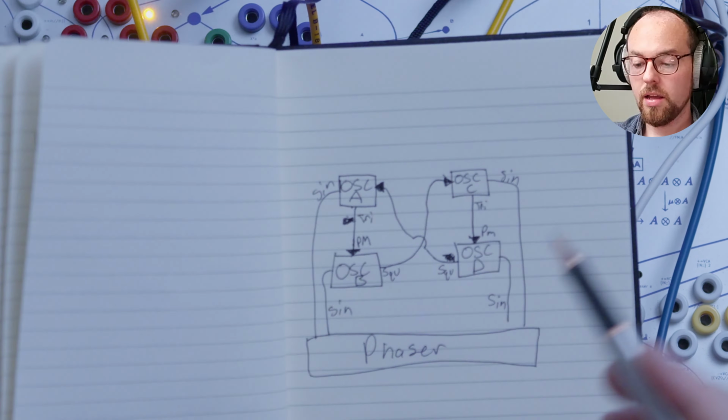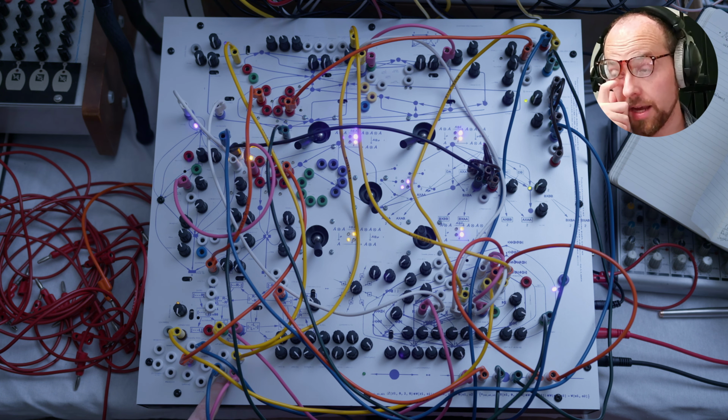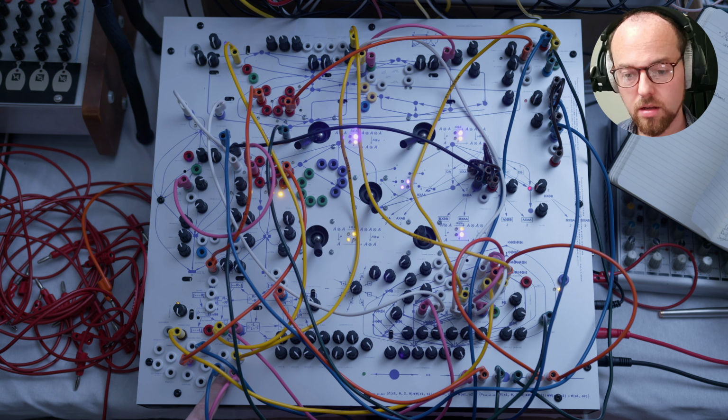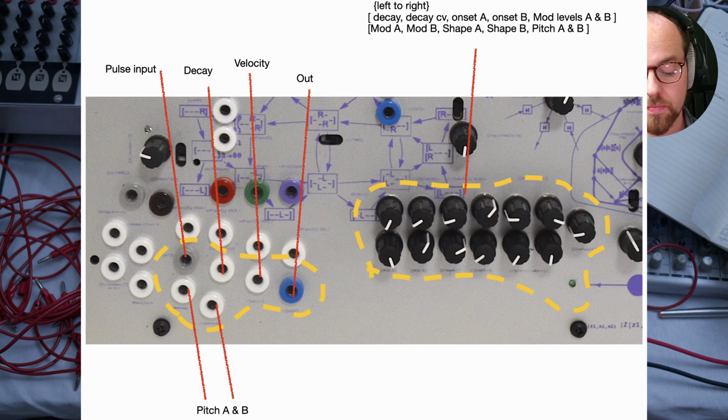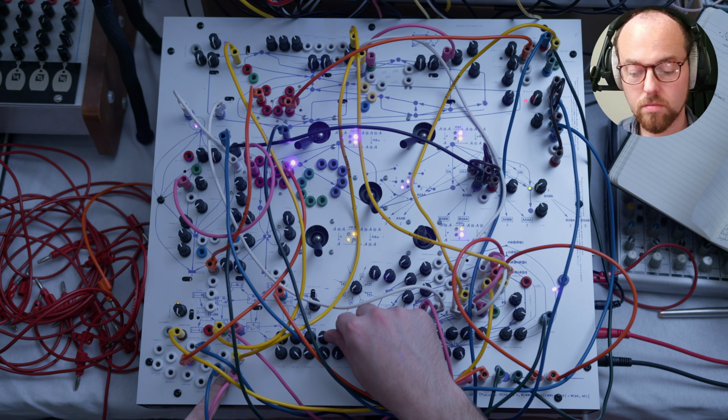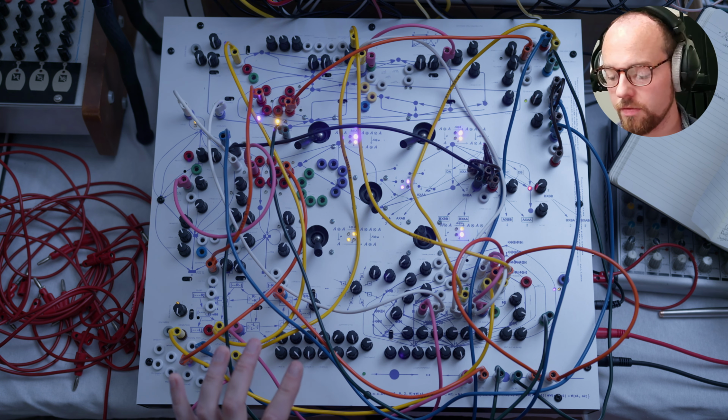the stepped random sample and hold out from this complex modulator into the velocity input of the kick drum. So now we're getting some variation in the amplitude and decay of the kick drum. Okay, so I'll leave the kick drum there for now.